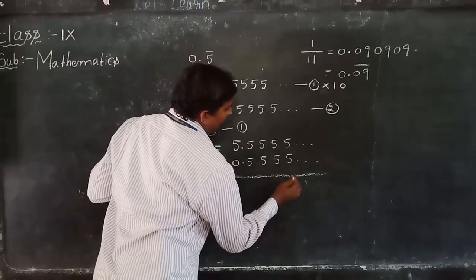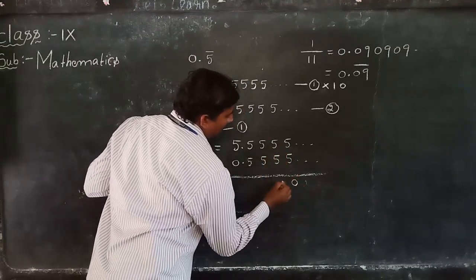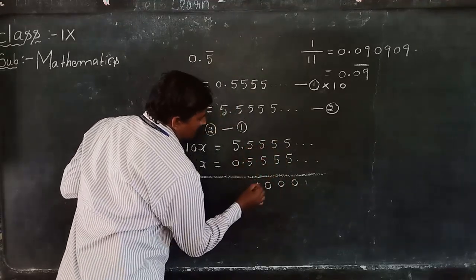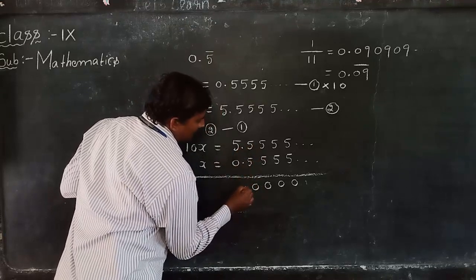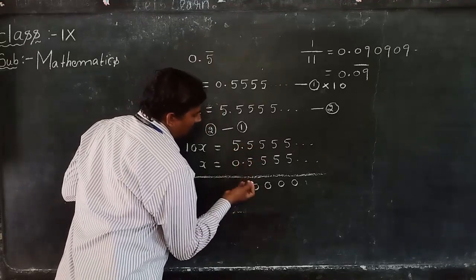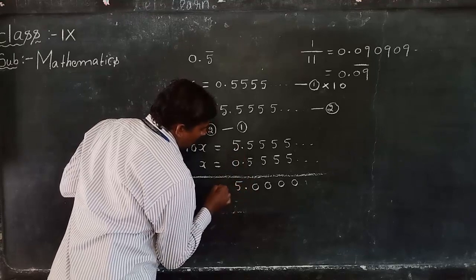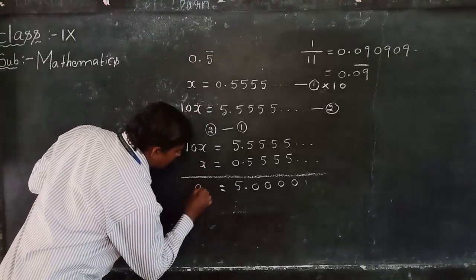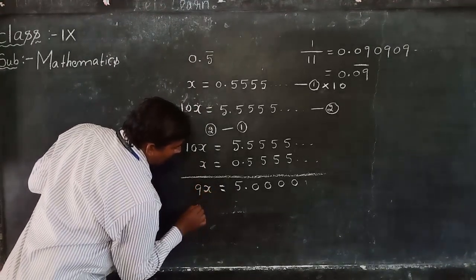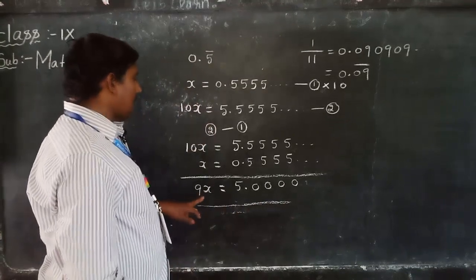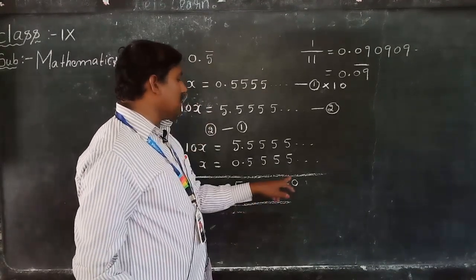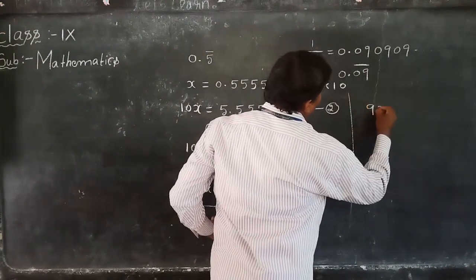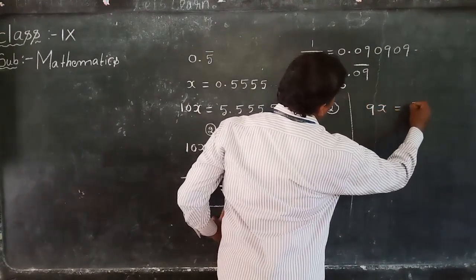5 minus 5, 0, 5 minus 5, 0, and so on. Here the decimal point is there, keep the decimal point. 5 minus 0, 5 only. So 5 is equal to 10x minus x, which is 9x. So we got 9x is equal to 5. After the decimal point there are no more values.